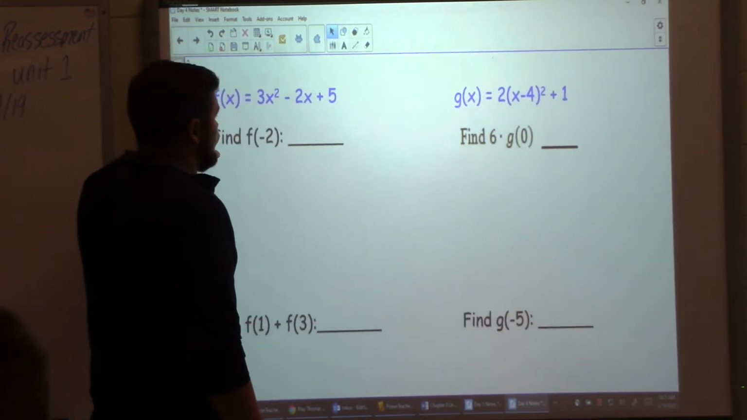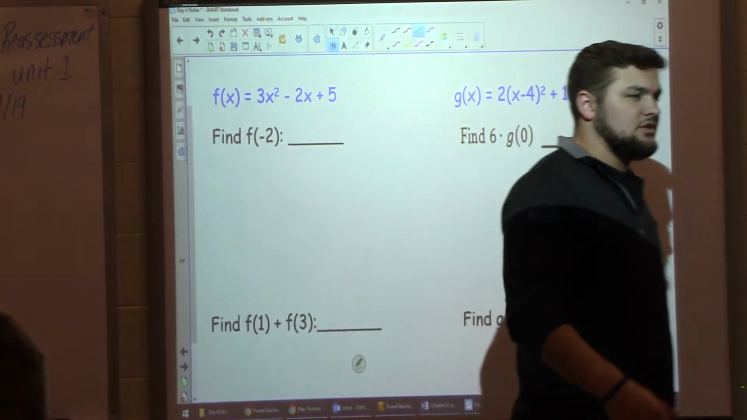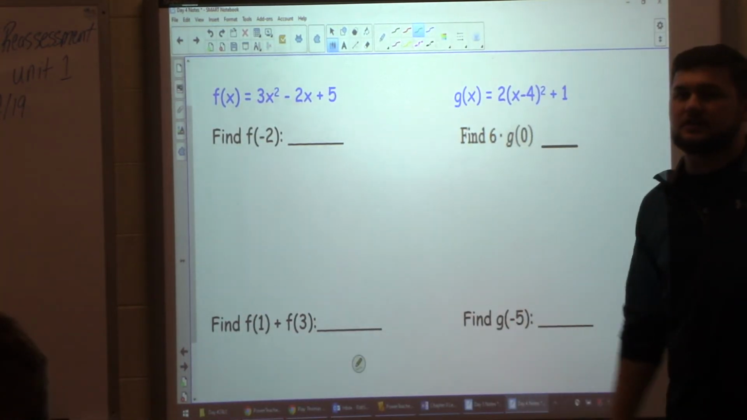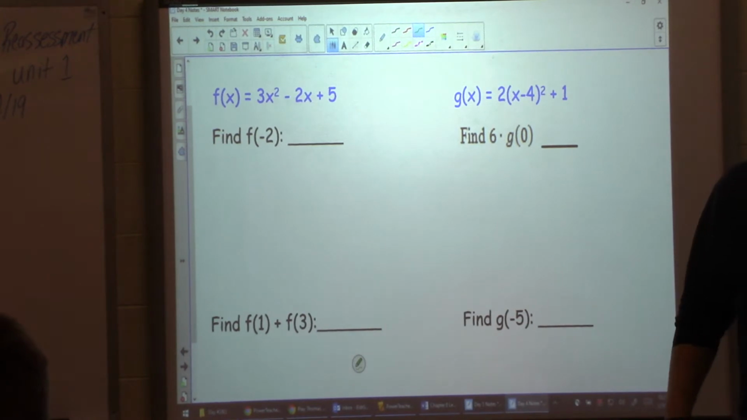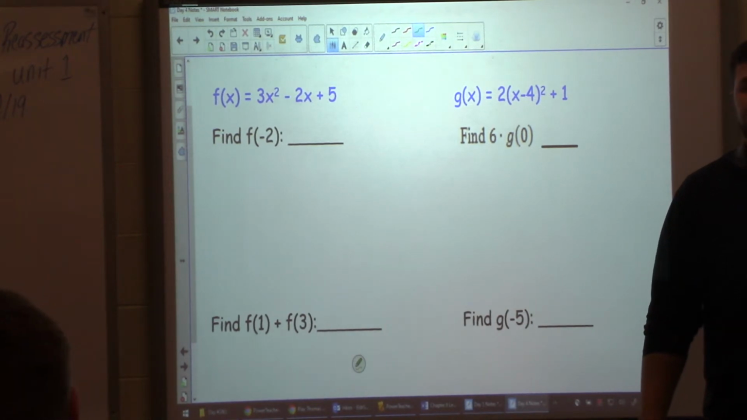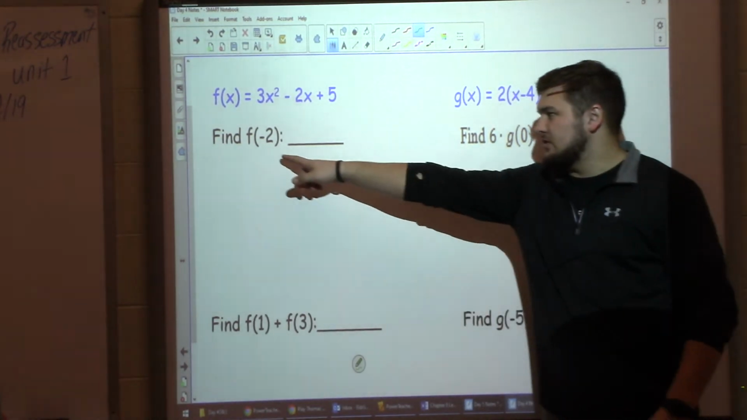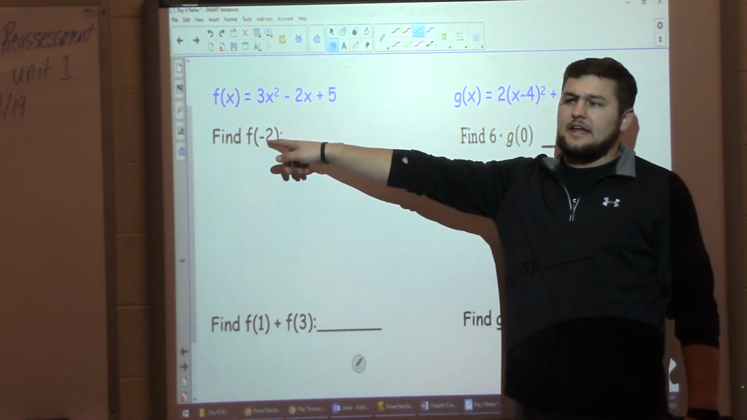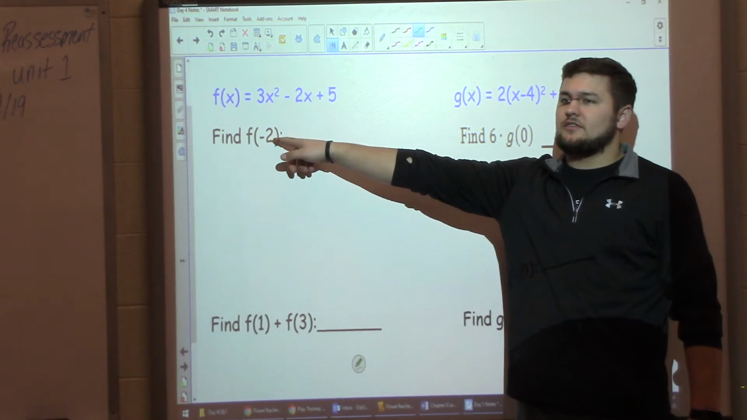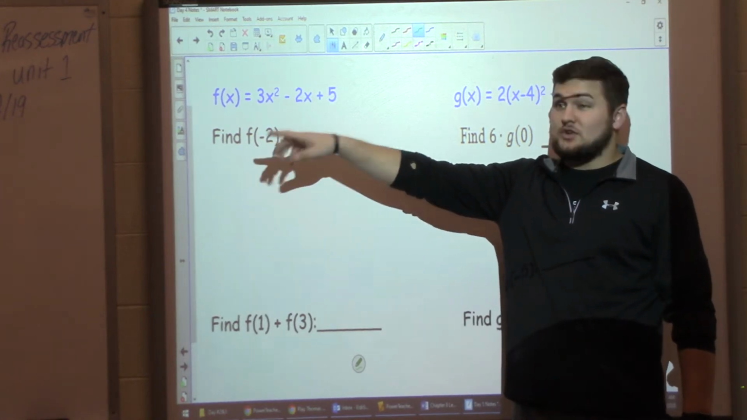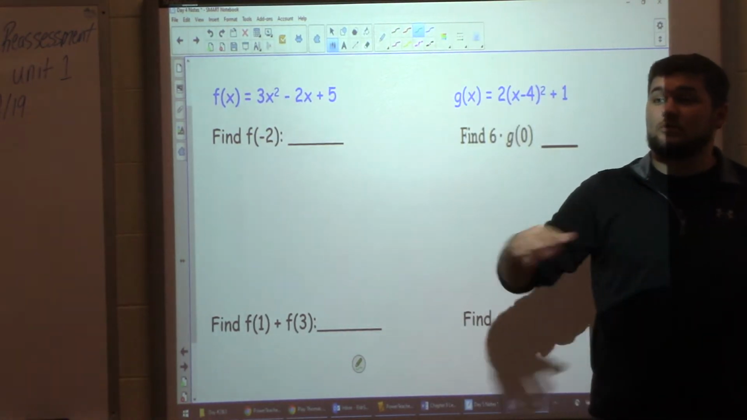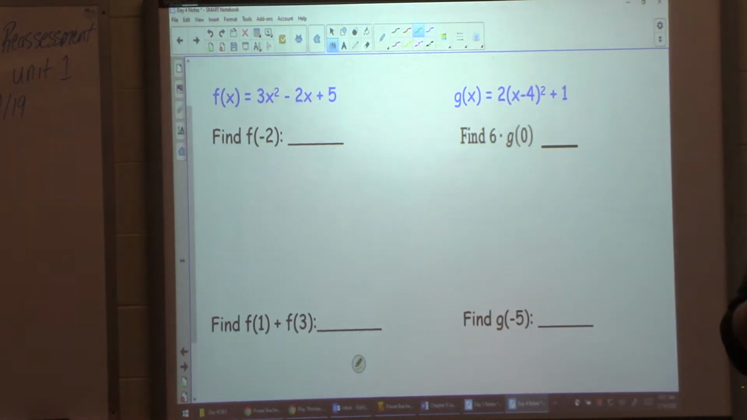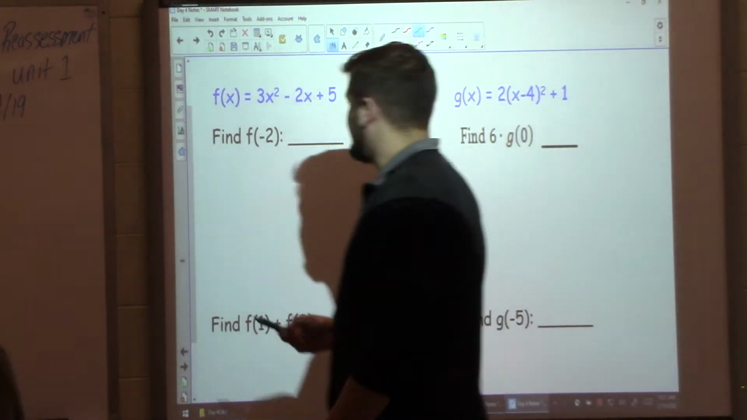So, first one, evaluating quadratic functions. How many of you think you can do the first one there? F of -2. How many people think they can do this? Andrew, what would you do? You said you could do it. You plug the -2 in, correct? It's pretty easy, right?